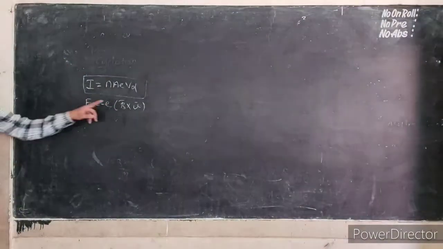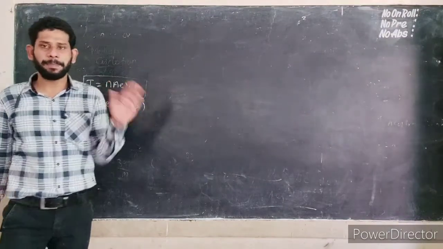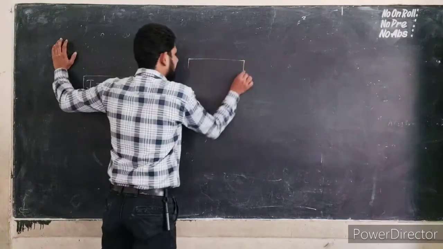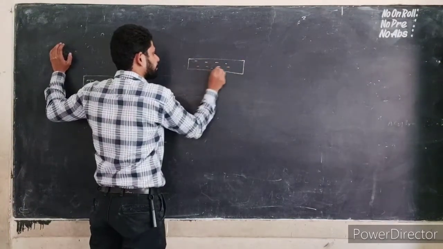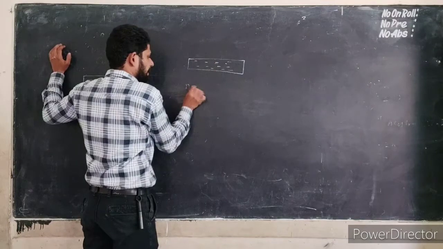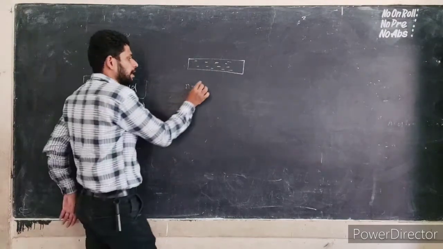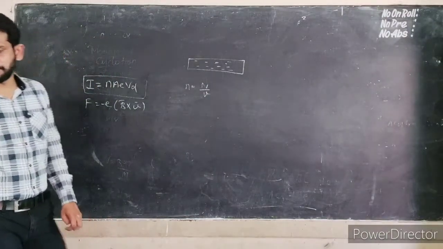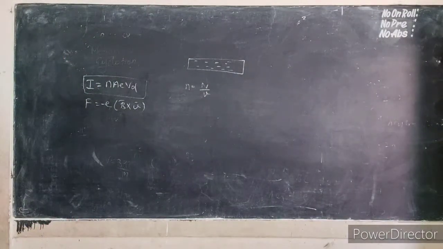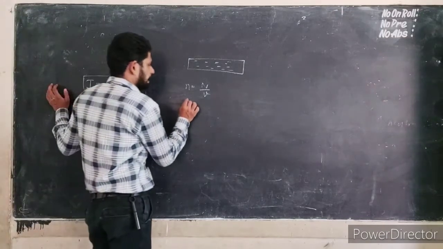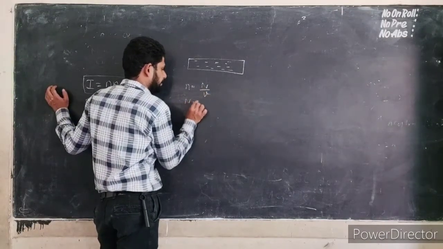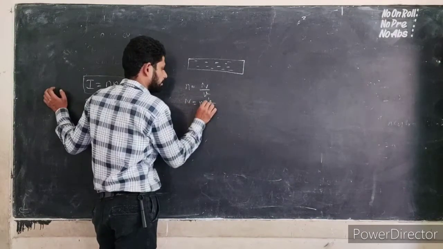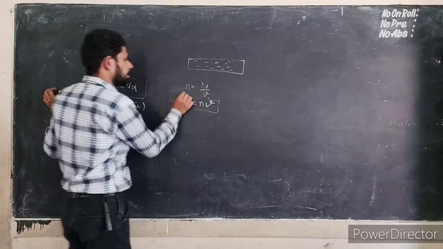Now listen. The magnetic field and the velocity will be perpendicular to each other. The current carrying conductor has a number of free electrons. The free electron density is nothing but the number of electrons per unit volume. So n will be equal to N by V. Then N will be equal to nV, where V is the volume.